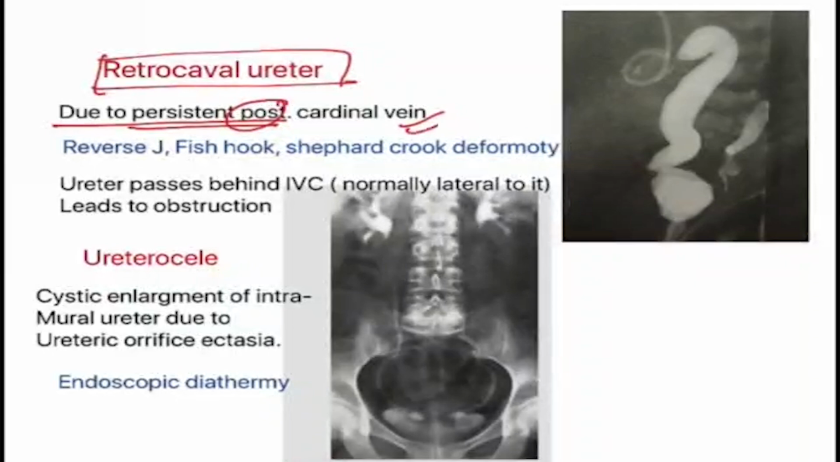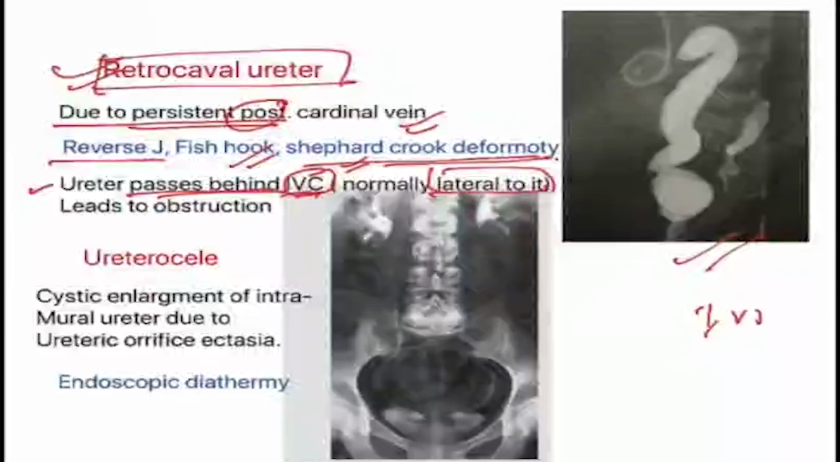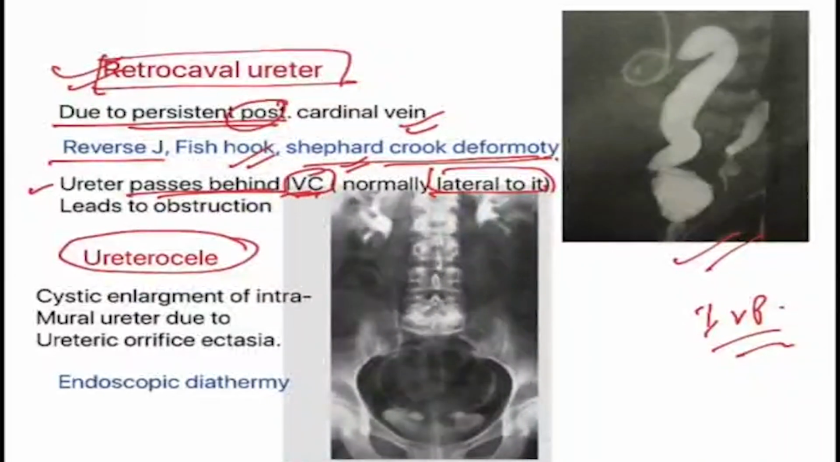Now coming to the retrocaval ureter. A retrocaval ureter is due to persistent posterior cardinal vein. Normally ureter passes lateral to the IVC, but in retrocaval ureter the ureter passes behind the inferior vena cava. So inferior vena cava compresses the ureter, and this appearance of reverse J or fish hook or shepherd crook deformity is present in IVP.